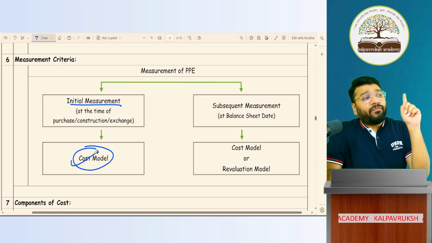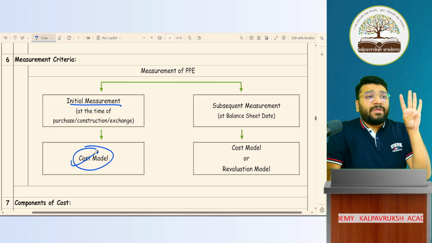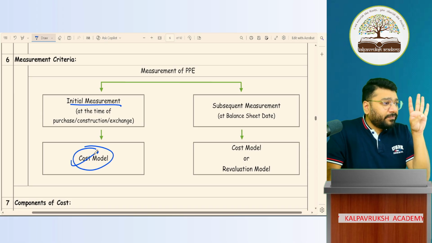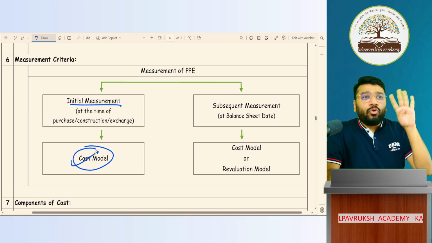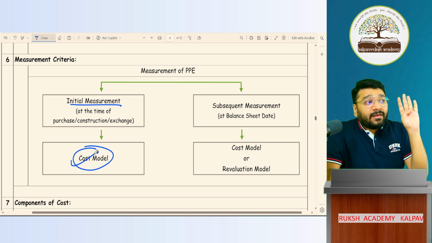However, your framework is suggesting 4 measurement techniques. Am I right? You can choose any of the 4, no problem. Until when? Until this AS came.